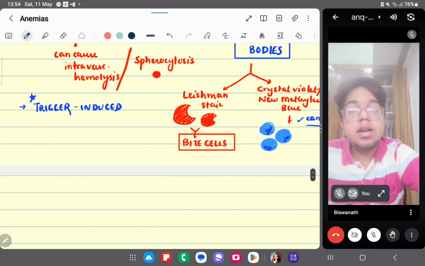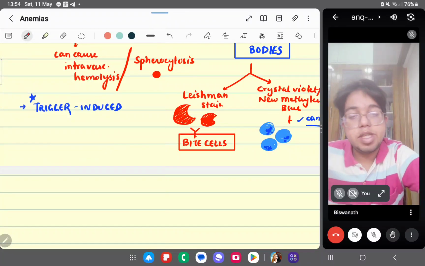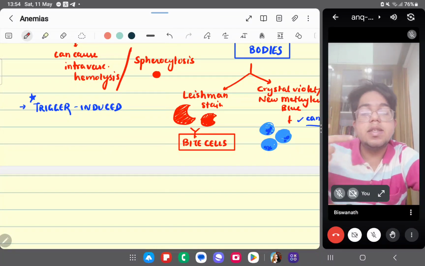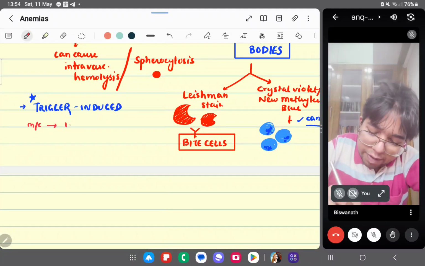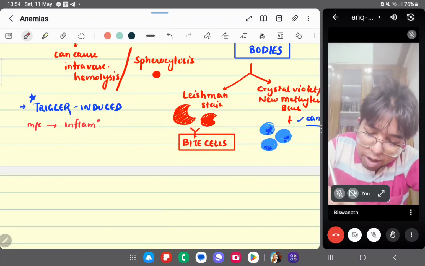Trigger-induced means that the most common trigger is inflammation. If there is more inflammation, then this phenomenon will be more. The most common cause will be inflammation. But we have a few drugs also.